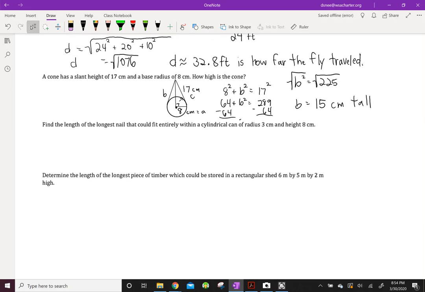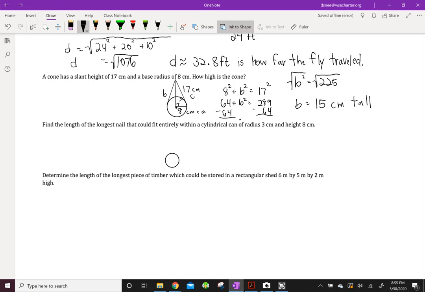Okay. Now in the next example, you guys can pause this anytime you want. It says find the length of the longest nail that could fit entirely within a cylindrical can of radius 3 centimeters and height of 8 centimeters. Alright, so I've got a cylindrical can, right? So you're just imagining any sort of can, any soda can, right? And the bottom of that is a circle.